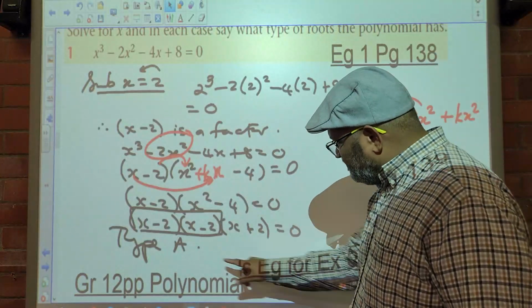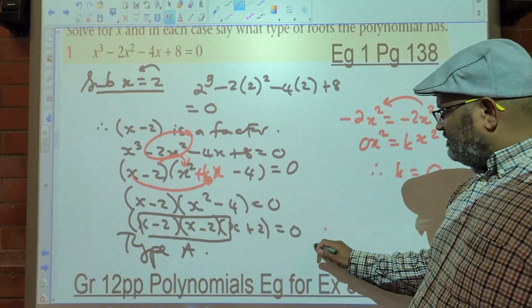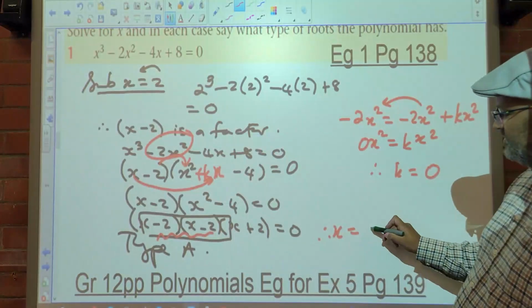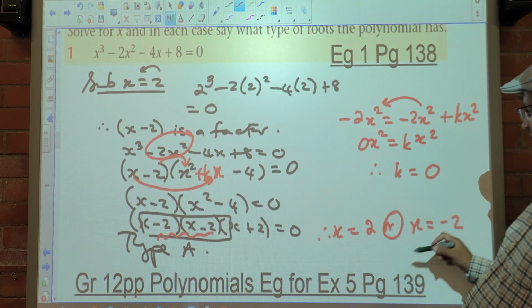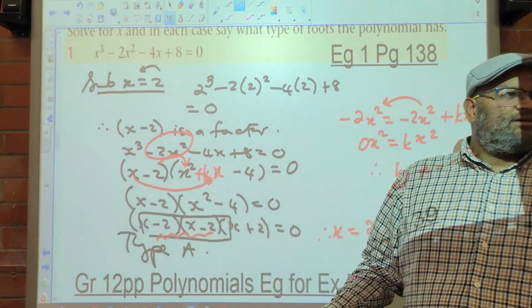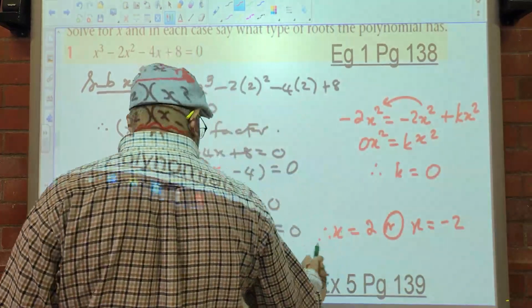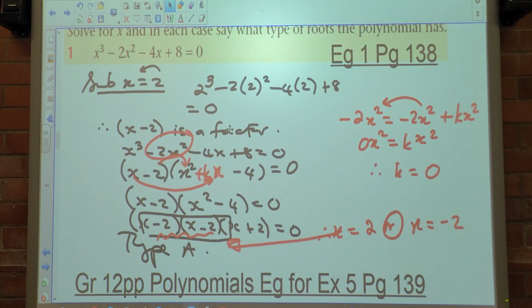No. So before I write this, I should have said, therefore, x is equal to 2, or x is equal to negative 2. Do I have to write 2 twice? No, it's the same thing. You guys understand? So I had to have answered that first, then I would have seen what your roots are. It's simple, no?